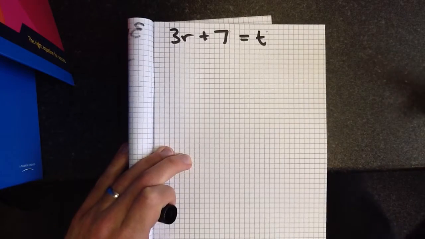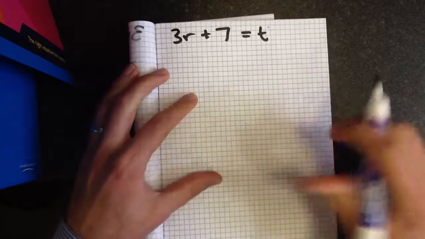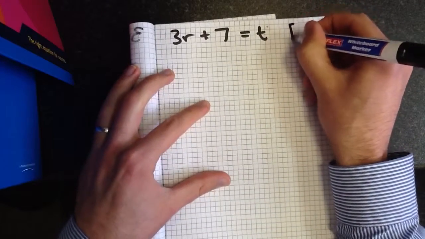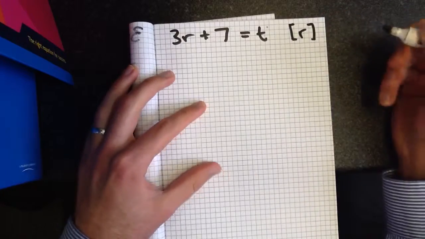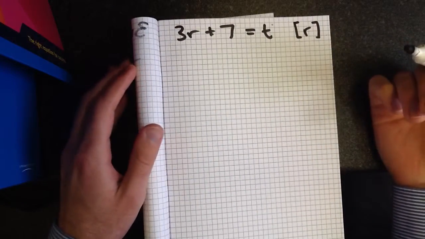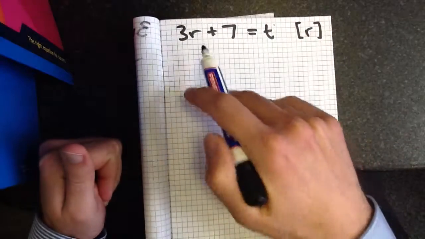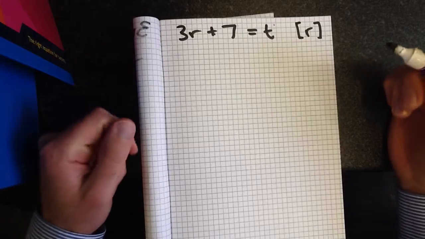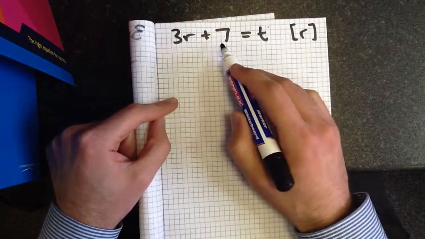This video is going to be about changing the subject of the formula, and we do this by rearranging it. I'd like you to make, in this example, R the subject, and at the moment T is the subject because that's what is on its own. So to think about how to make R the subject, I'm going to look at what I've done to it. And you can see what I've done to R is I've multiplied it by 3 and then added on 7.